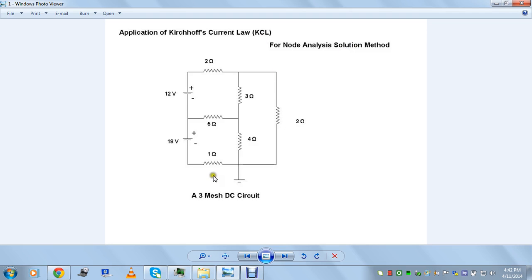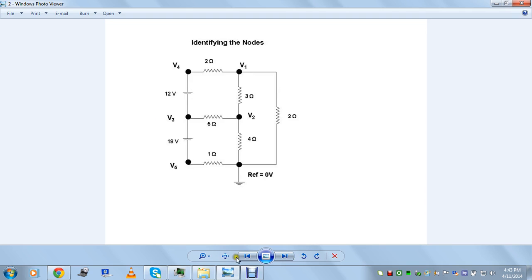Let's solve for the voltage appearing at each and every node and the current flow across these 2 branches. I'll give a small demonstration about how to analyze the nodes in the circuit. Since it is a node analysis, we first have to identify the nodes in the circuit. The next slide will show you the nodes in the previous circuit.